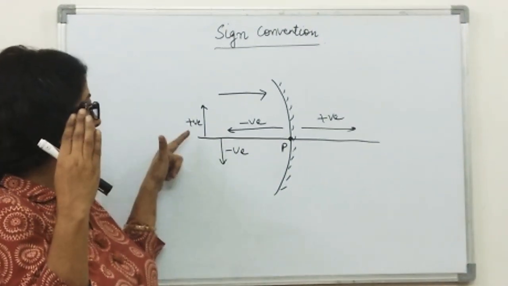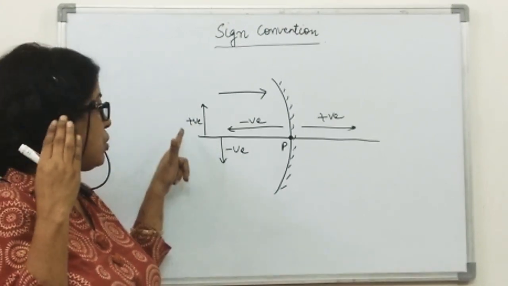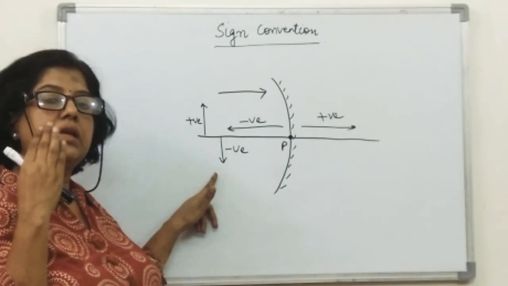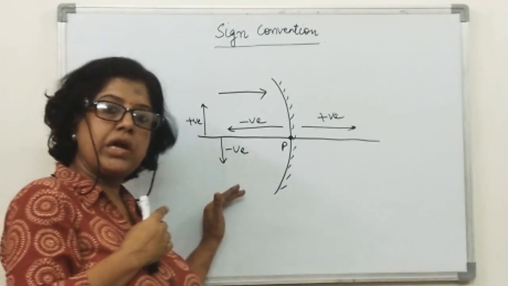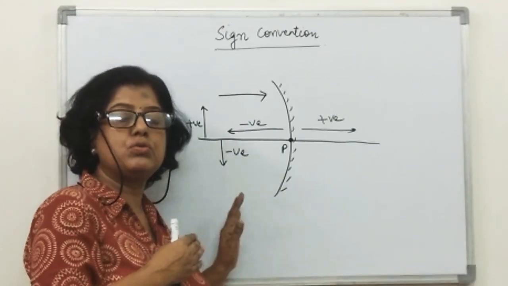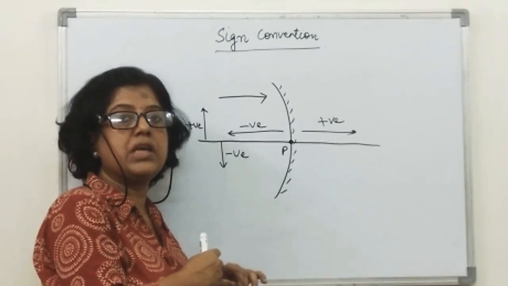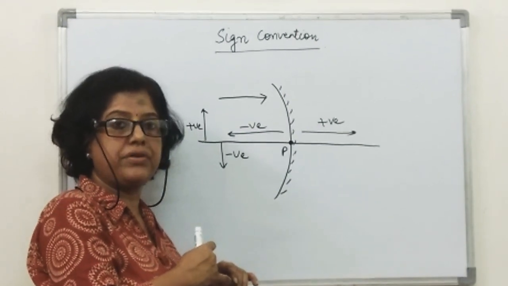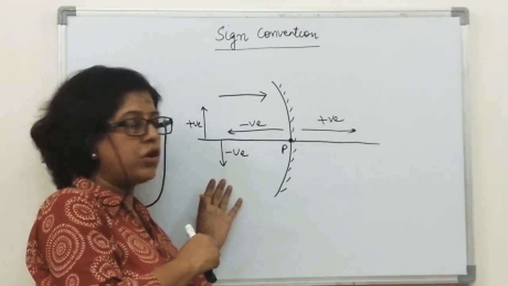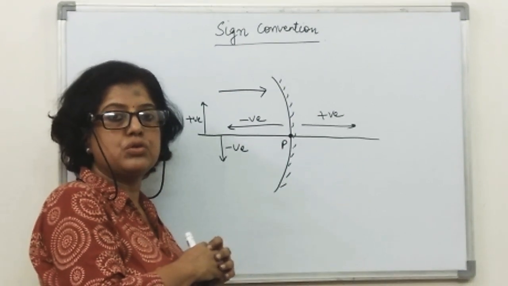Fourth point, all distances measured perpendicular to and above the principal axis are positive. All distances measured perpendicular to and below the principal axis are taken as negative. So this small diagram will help you remember these 4 important points in sign conventions. The statements are given in the NCERT, page number 168. You can refer to that. But in short, we can remember it this way. We will be using these while we use the mirror formula to solve numericals.